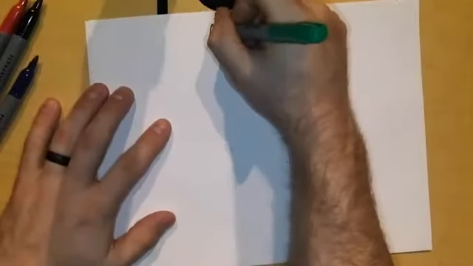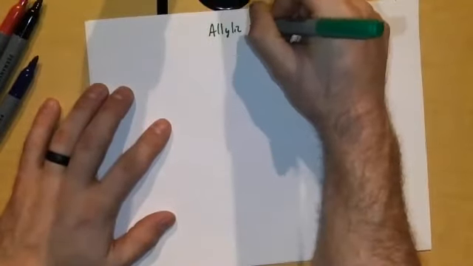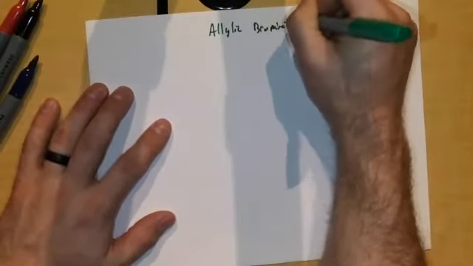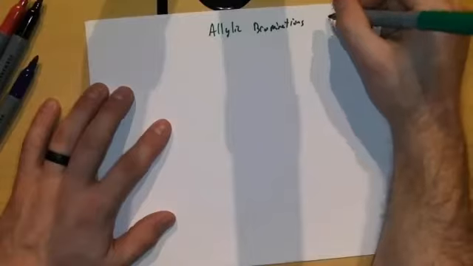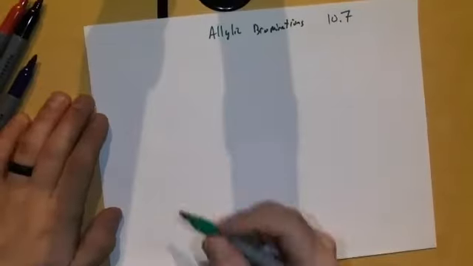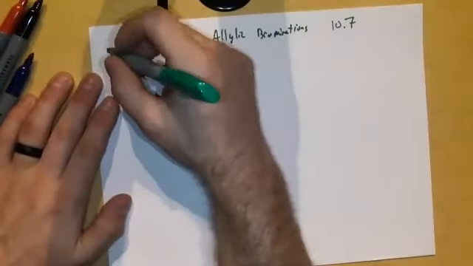So we are going to talk about allylic brominations, which is section 10.7. So what this is, an allylic position. There's two different terms, allylic and vinylic.